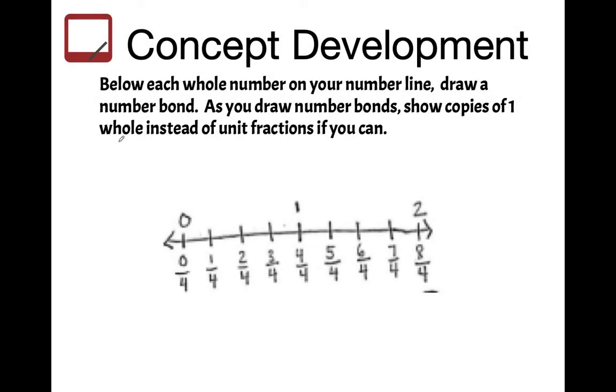Okay, now it's asking you below each number or whole number on your number line, draw a number bond. As you draw number bonds, show copies of one whole instead of unit fractions if you can. So you don't need to start and draw one for the 0, but for number 1, what it's asking you to do is to draw the number 1 in the middle for one whole, and then you would have drawn 4 spider legs, each one containing 1 fourth.